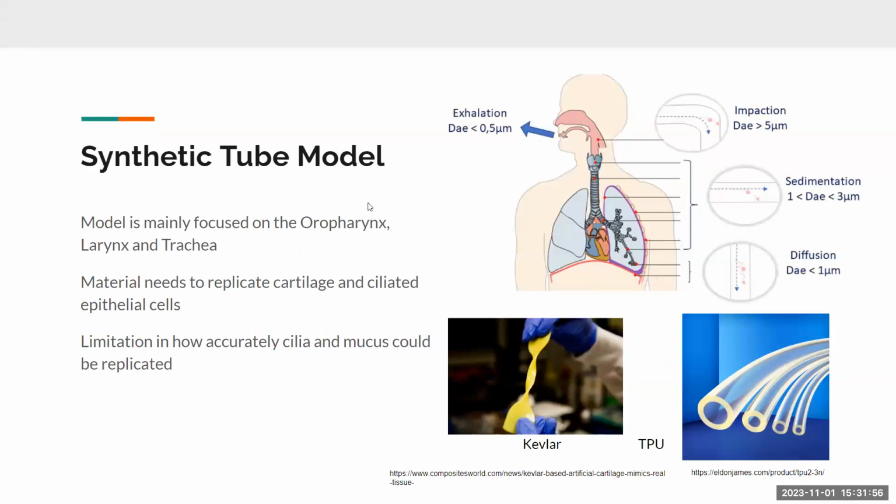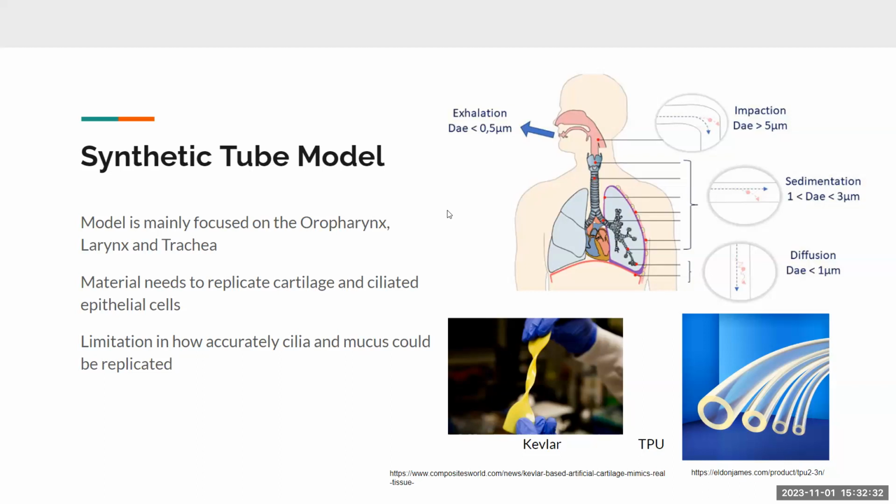So just a little bit more detail about the plan for the first aim. The region that we're really focused on is just the oropharynx, the larynx, and then the trachea, so this region here that you can see in the image on the right. The major issues in those areas are impaction, which occurs in the oropharynx that we talked about earlier, and sedimentation, which occurs along the length of the larynx and the trachea.